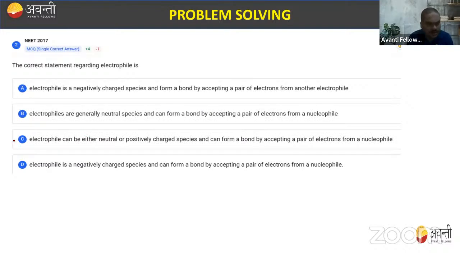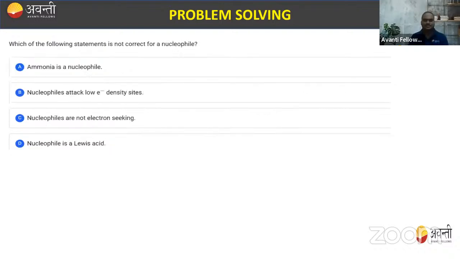ओके, शायद ये क्वेश्चन हम लोगों ने ऑलरेडी अभी अभी कर ही लिया है. इलेक्ट्रोफाइल कैन आइदर बी न्यूट्रल और पॉजिटिवली चार्ज, सो वी ऑलरेडी डिड दिस क्वेश्चन. नाउ द नेक्स्ट क्वेश्चन इज which of the following statement is not correct for a nucleophile, right? So you have to identify which of the following statement is not correct for the nucleophile.